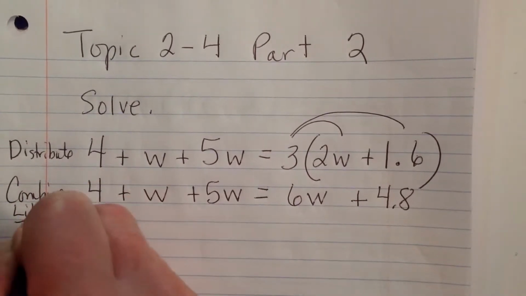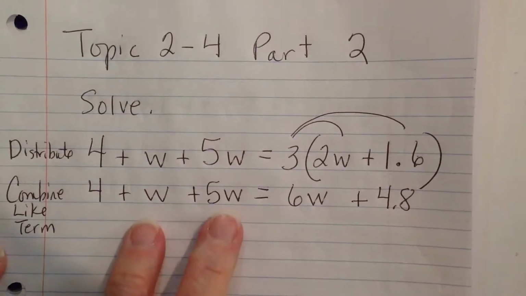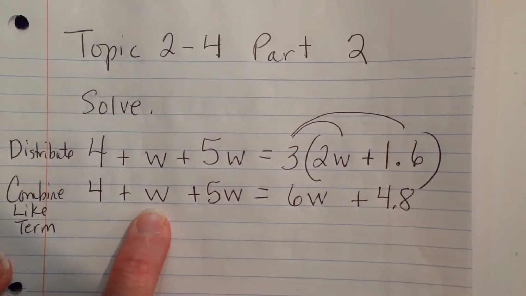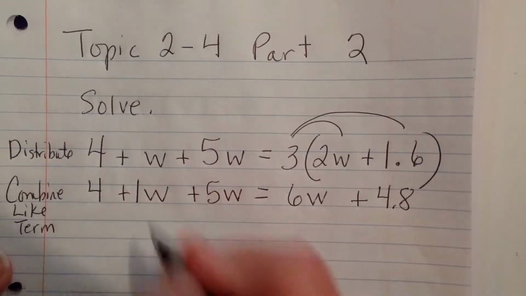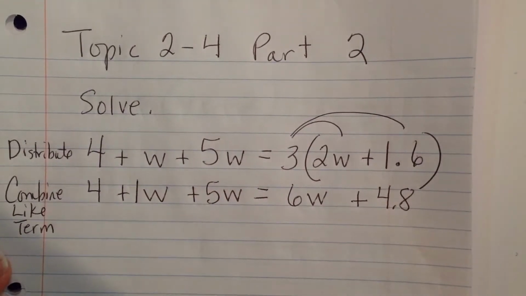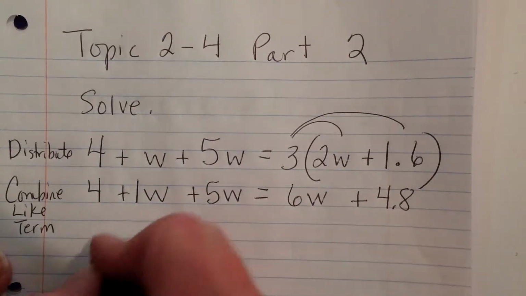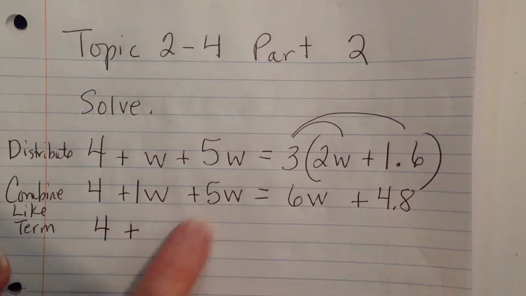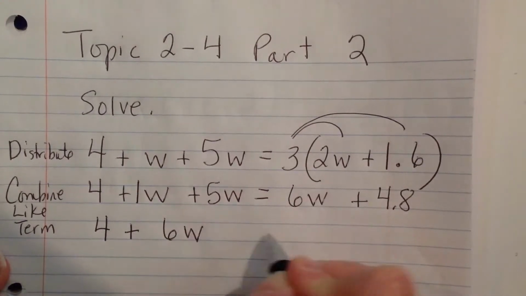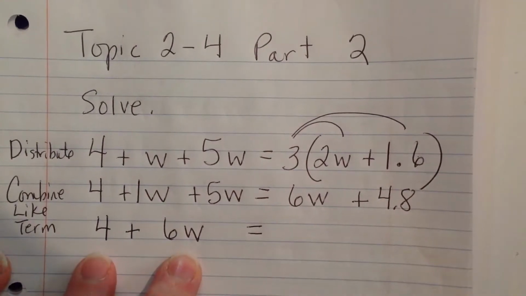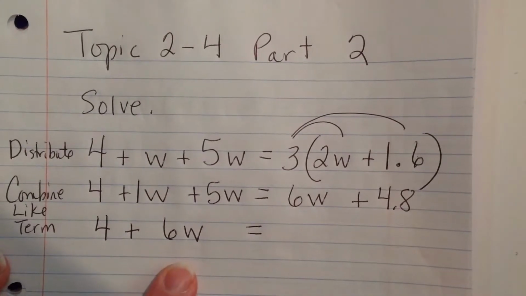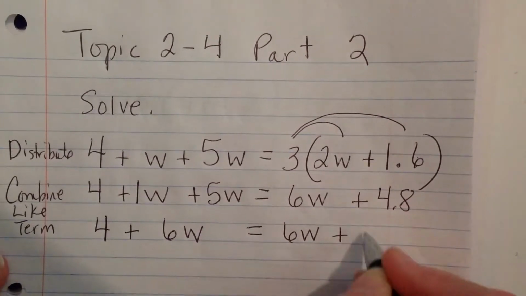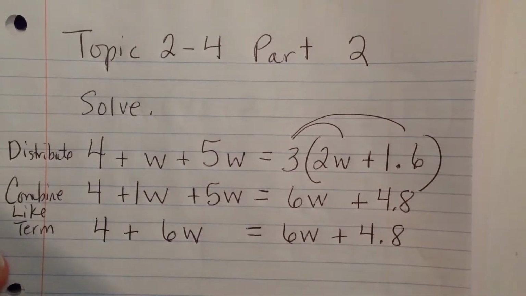I see on the left side that I have two w terms. I need to combine those. Remember, every variable has a number in front of it. If you don't see a number, it's understood to be a 1. So let's combine. Bringing down the 4, let's combine my two w terms. 1w plus 5w gives me 6w. I cannot combine a constant with a variable term. On the right-hand side, I see that I cannot combine any further.